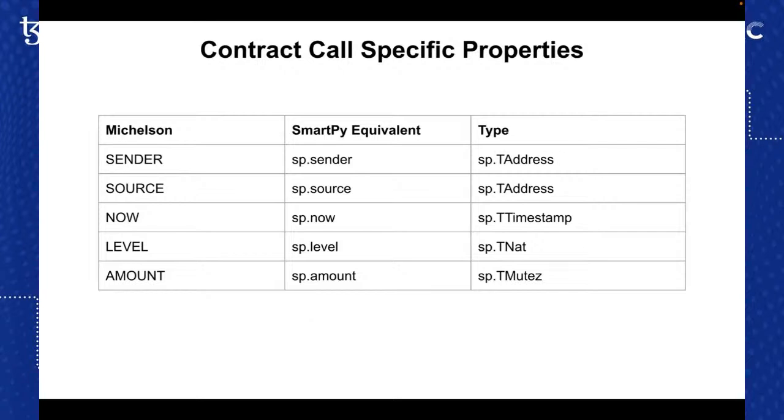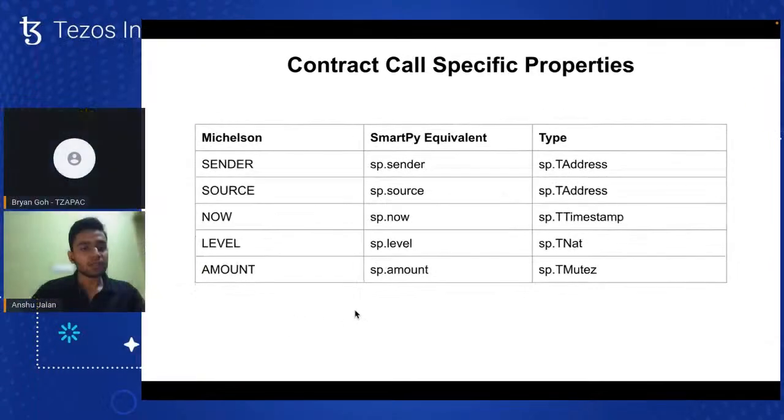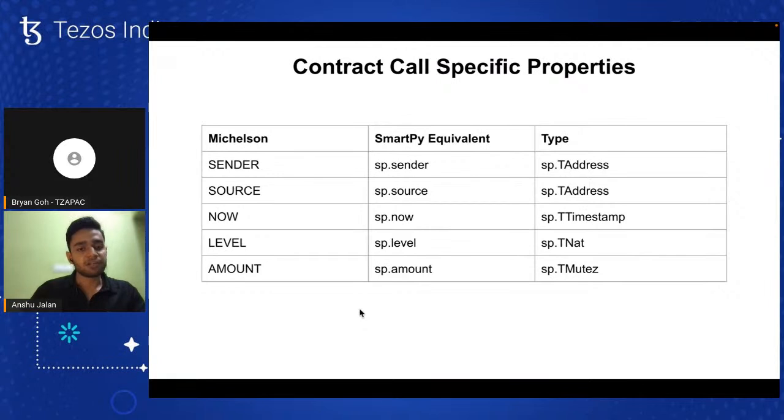Now, contract call specific properties. If you're coming from an Ethereum background, you will understand this much better, but I'll try to explain to those who are completely new to smart contracts. Whenever you are making a call to a smart contract or calling a function, there are some properties that are available by default in that call. These properties depend upon who is calling the function, the entry point in a particular smart contract, and what time they are calling it, which block they are calling it on.